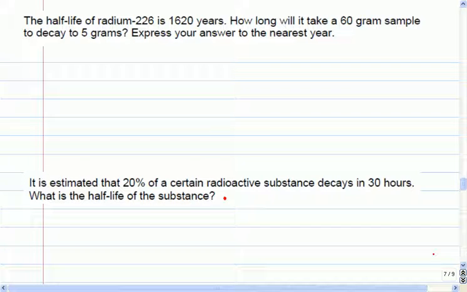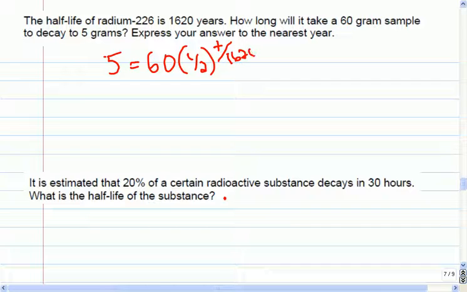Okay, so for your first example here, the half-life is given as 1620. How long will it take for 60 grams to hit 5 grams? So this is the equation we should start with. 5 equals 60, half-life to the time over 1620. And this is what we need to solve.